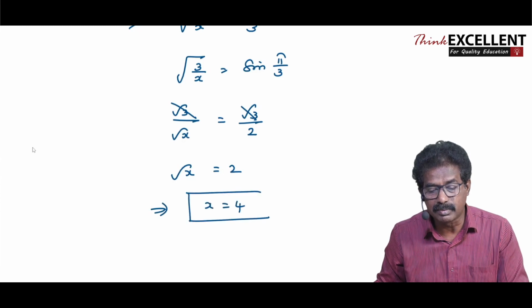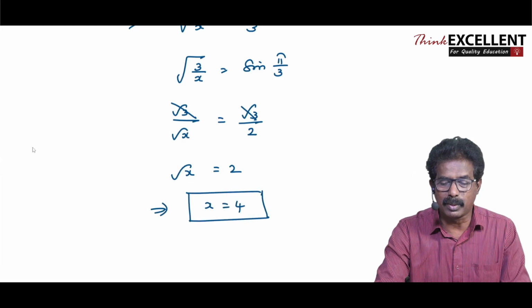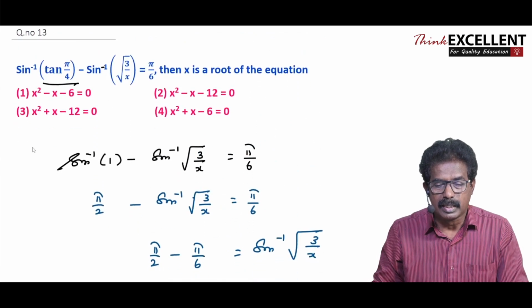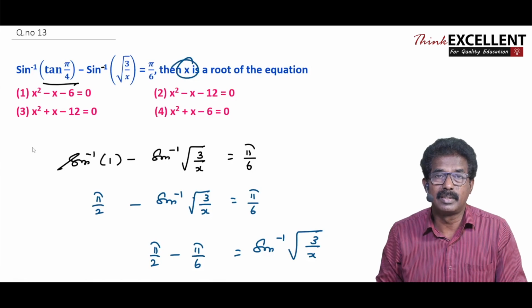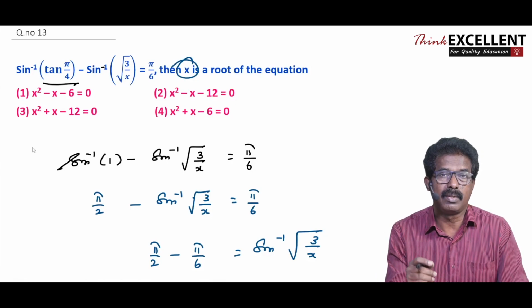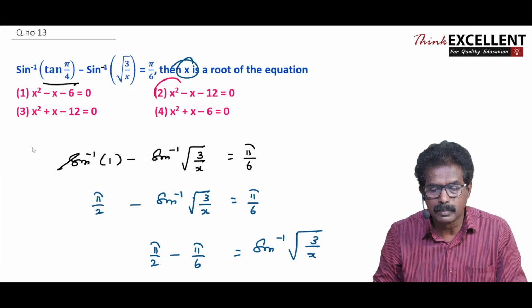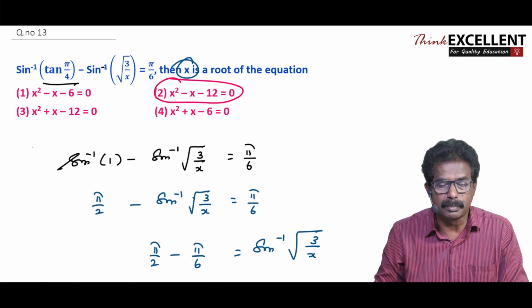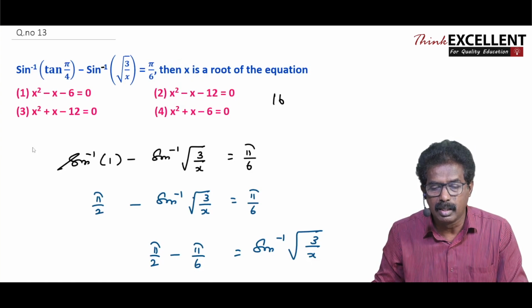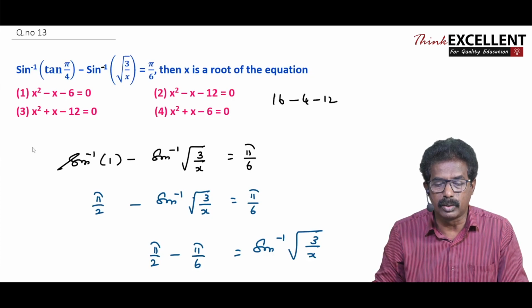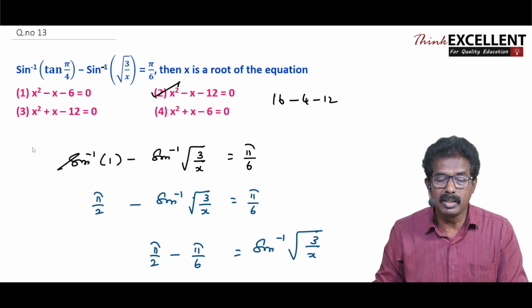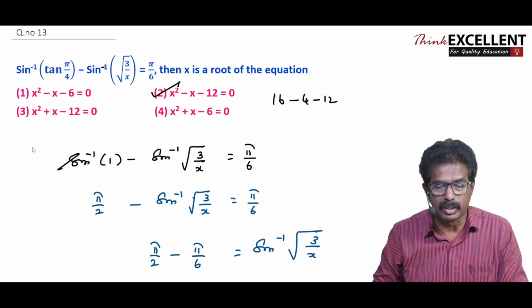They didn't ask you to find the x value. You have to find x, but what they said is x is a root of which of the following equations. How can you check it? You put x equal to 4 and see which equation satisfies this. If I substitute in the second one, wherever x comes, if you substitute 4, right? When I substitute 4 squared, 16 minus 4 minus 12, 16 minus 16, 0 is satisfied. So that is your solution.